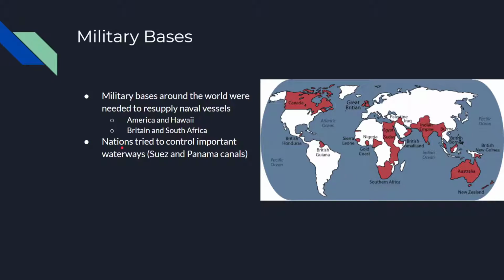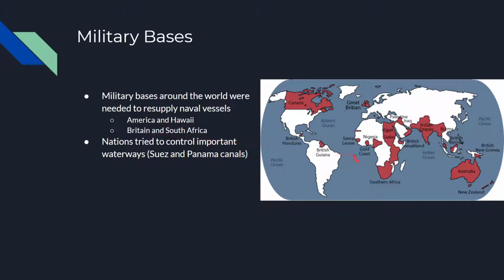Another reason, and this kind of ties both into economic and political reasons, why imperial countries were looking for other countries is because they needed military bases. Military bases were needed around the world to resupply naval vessels. So, for example, America had Hawaii, which served as a refueling depot to get to the Philippines over here.